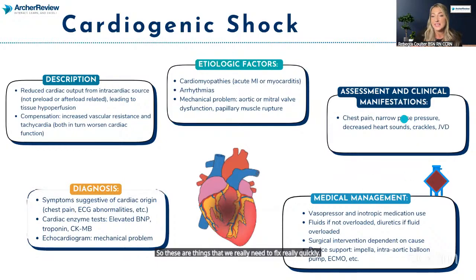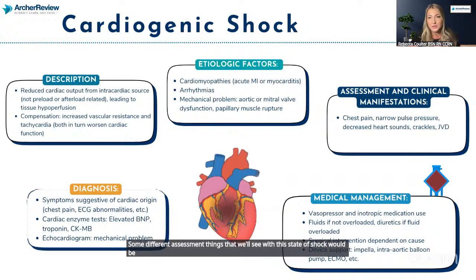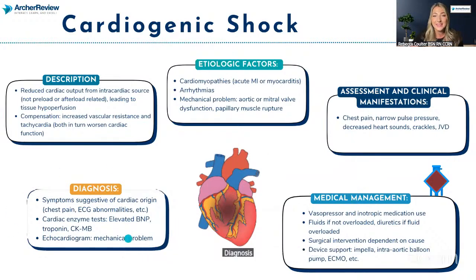Some different assessment things that we'll see with this state of shock would be chest pain, narrow pulse pressure, decreased heart sounds. We'll have crackles from that backup of blood flow from blood not having good forward flow through the heart. It's going to back up into the lungs, can back up on the right side of the heart too, and we can have jugular venous distension. Diagnosis-wise, we'll see the symptoms, and we'll see an ECG showing some arrhythmia changes.